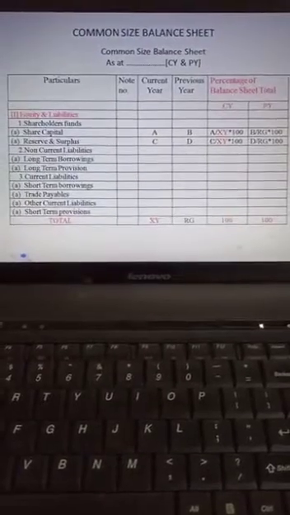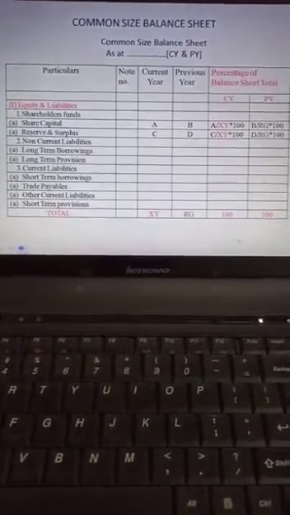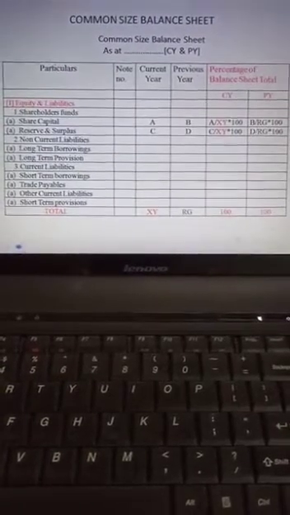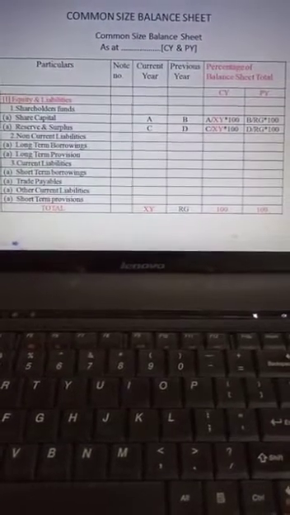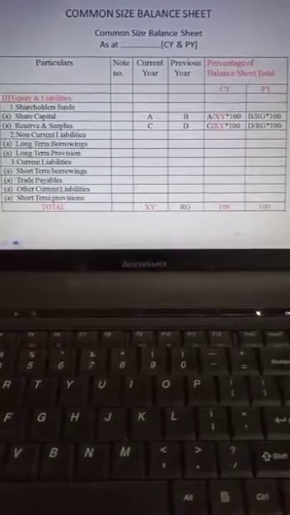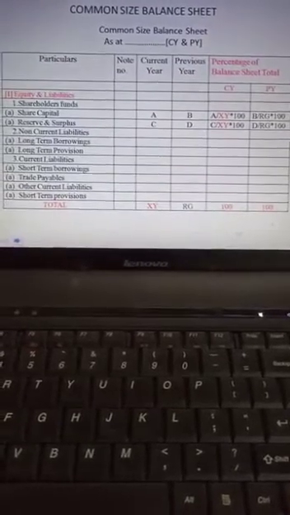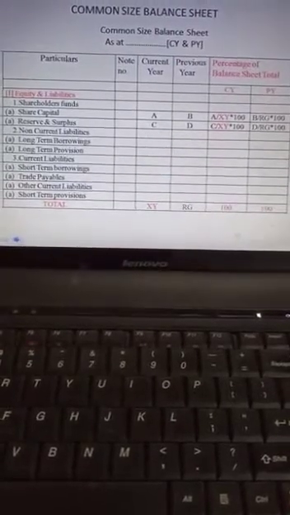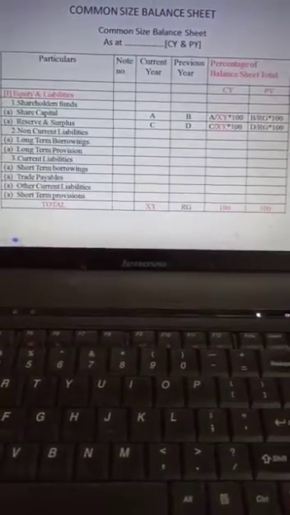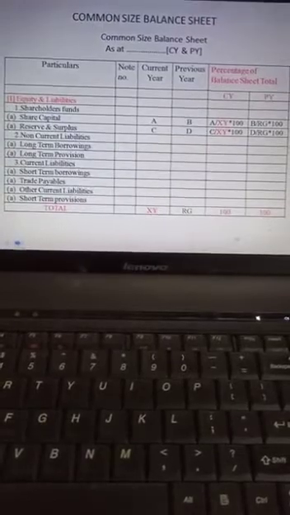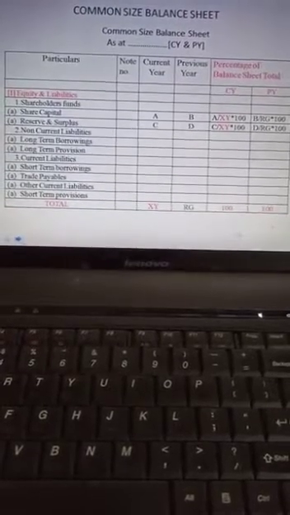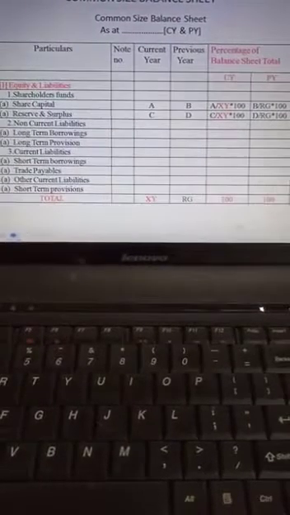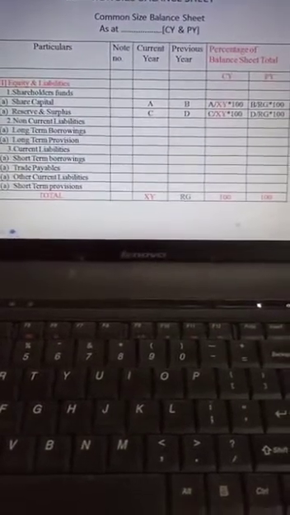We will start with the heading Common Size Balance Sheet and the name of the company. Underneath that, we are going to write the date as at, current year and the previous year. The balance sheet format will be the same as that of comparative balance sheet as we have done in the previous class. The only difference is the last two columns where we have to calculate percentage of balance sheet total for the current year and the previous year instead of absolute change and percentage change.